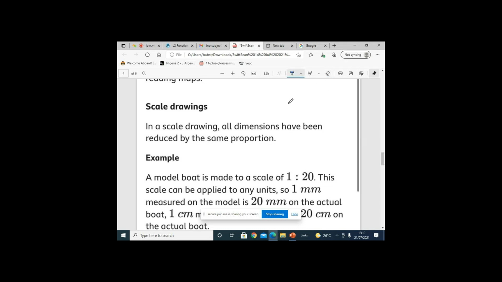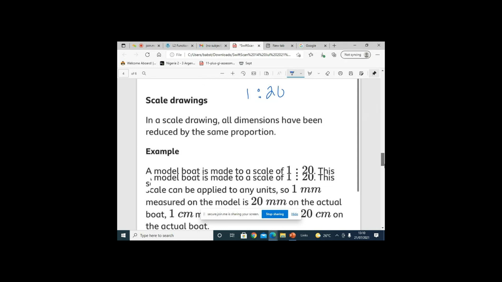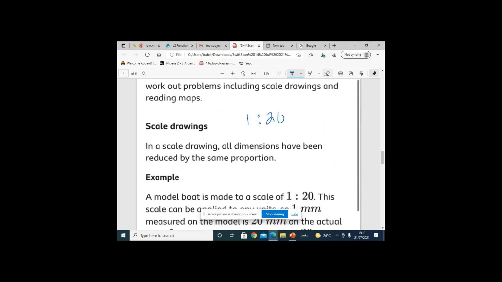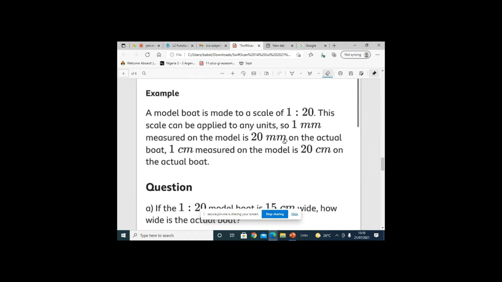So for this first example, they said 1 ratio 20. Let me write it properly. 1 ratio 20 means 1 centimeter represents 20 centimeters. Do you get it now? It depends on what they do, but normally it's always that. So let's look at this example.